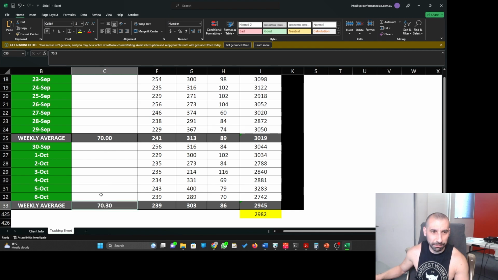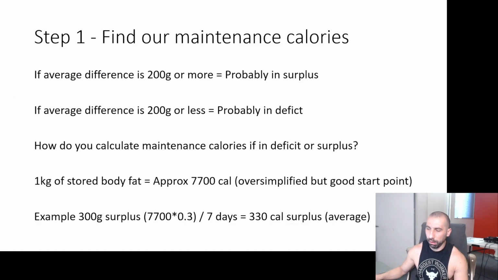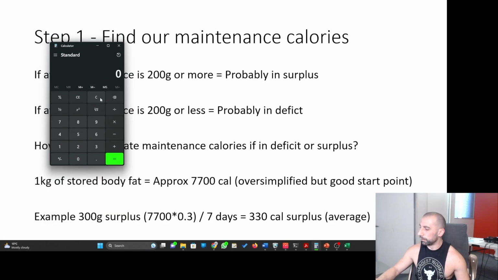So they're in some sort of surplus. So how do we work that out? It's pretty simple. As we said, we know that 1 kilo of stored body fat is going to be 7,700 calories. So all we're going to do, if I get the calculator here, so if we do 7,700 calories, we times that by that 300 grams of body weight we gained. So it'll be 0.3 equals. So this person is eating 2,310 calories over their maintenance per week.